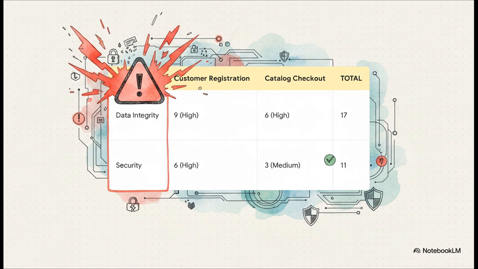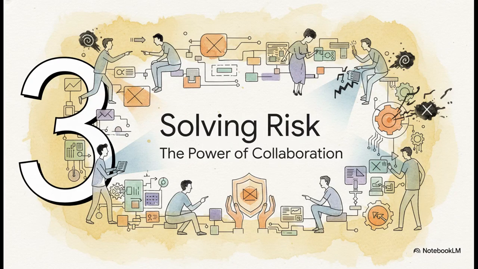This report just screams at us that this is the most critical area to fix in the whole system. It's way, way more urgent than, say, that medium security risk over in the catalog checkout. Now, a risk assessment like this is fantastic, but let's be honest, it's only as good as the person who actually creates it. What if they have blind spots?